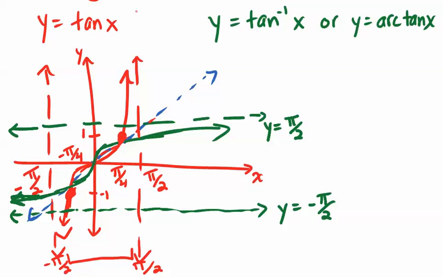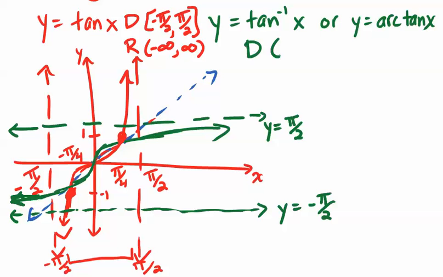So again, finishing up here, for our tangent function, we're going to restrict our domain the same as we did for sine. From negative pi over 2 to positive pi over 2, our range for tangent was all real numbers from negative infinity to positive infinity. So on our inverse tangent, our domain is all real numbers. And our range goes from negative pi over 2 to positive pi over 2.